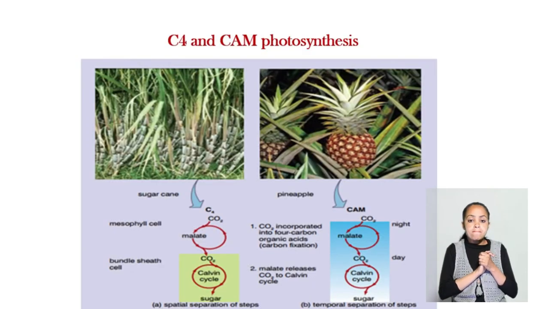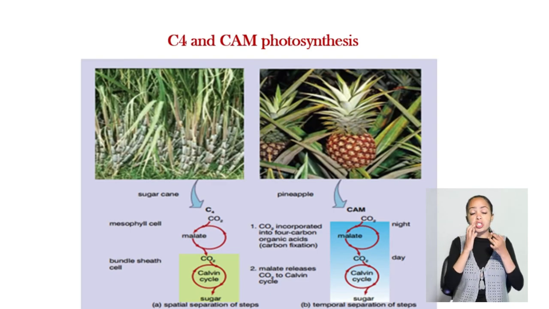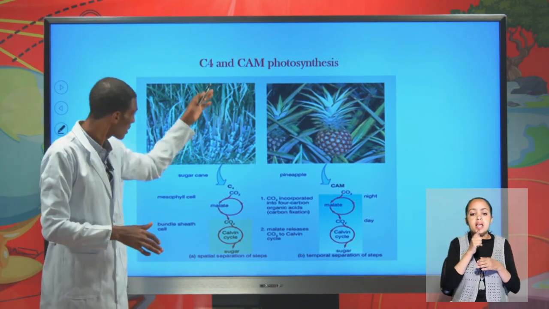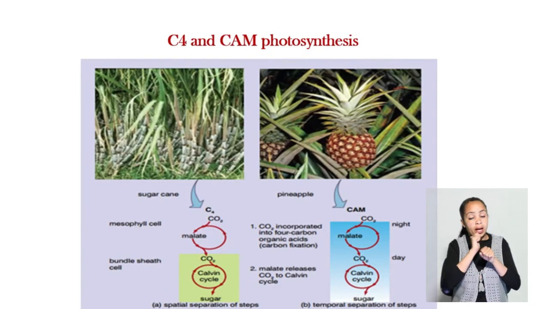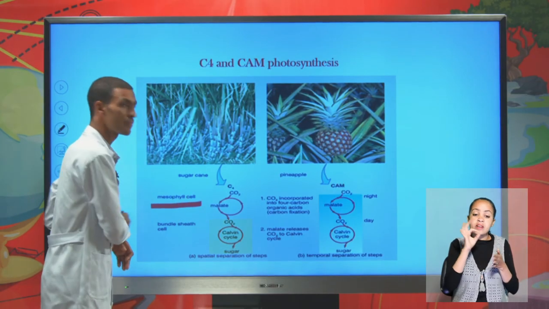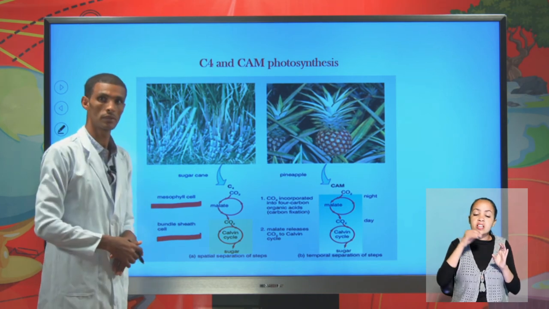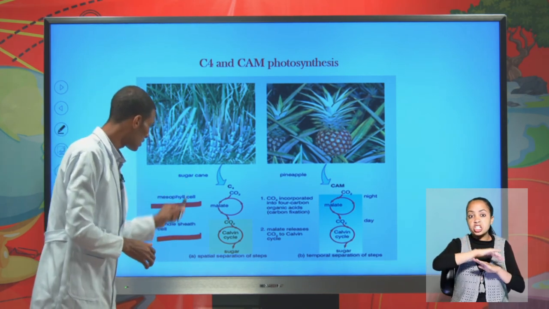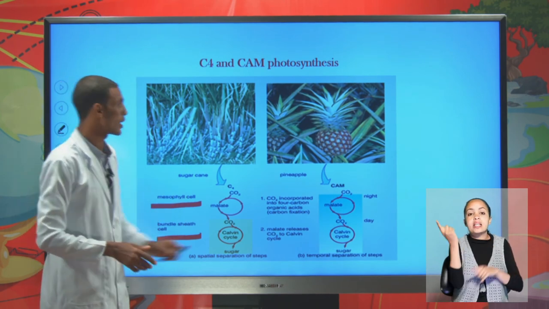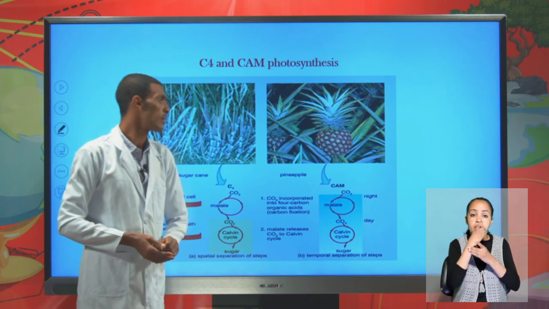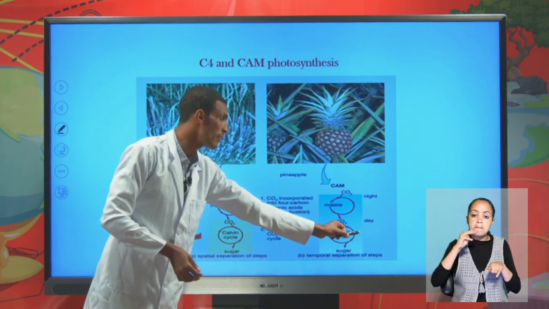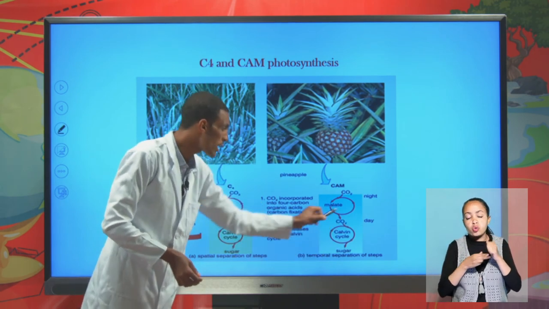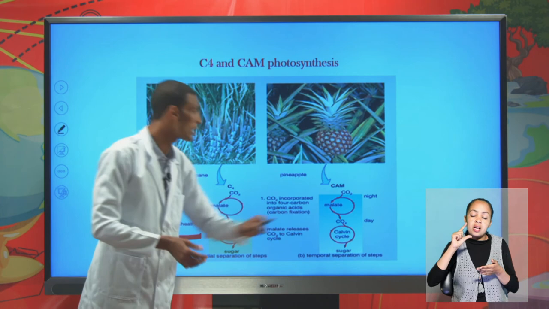Briefly, the evolutionary adaptation of C4 and CAM photosynthesis can be observed in this manner. For example, sugarcane carries out carbon fixation in the mesophyll cell and the Calvin cycle in the bundle sheath cell, and this reaction takes place during the daytime. Whereas in CAM, fixation of carbon dioxide takes place during the night time, when the temperature in the leaf is reduced. And again, during the daytime, malate is released from the vacuole where it was stored, to continue production of glycerate-3-phosphate and continue the process.